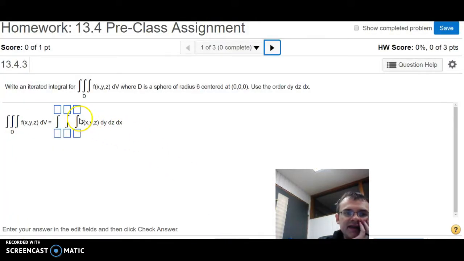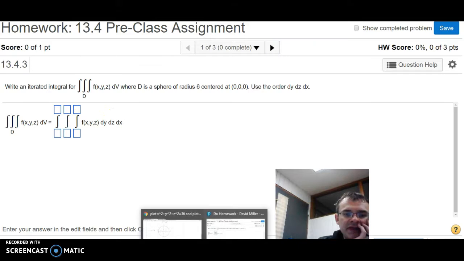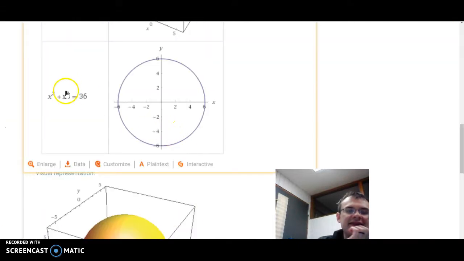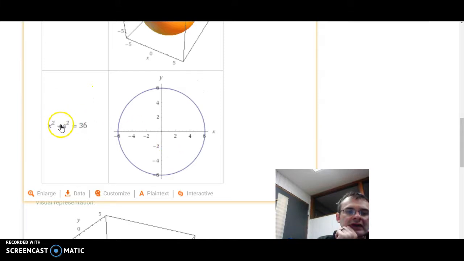And then next it tells me they want me to do dz. So what I will do then is take this equation and solve it for z. And I'm going to get the square root of 36 minus x squared. So basically, this is mislabeled on here. This should be a z, not a y. I'm going in the bottom of the circle, out the top. So this is going to be from minus the square root of 36 minus x squared to plus the square root of 36 minus x squared. Those will be my bounds on that.